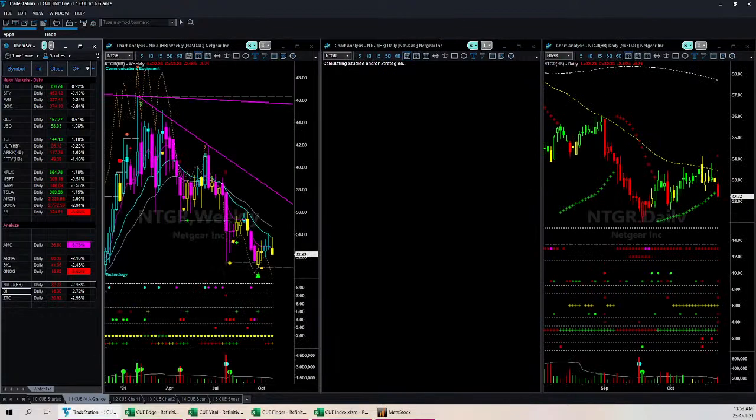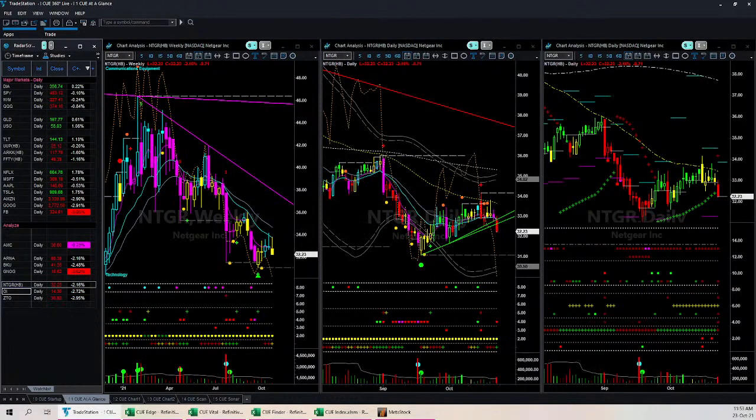Next one NTGR. This has a nice breakdown also, from multiple trend line support breakdown with bearish color, bearish shape. Weekly is also bearish shape. Bongo turned red as we searched for Mobo breakout from a squeeze with a Kahuna. On top of that, a bearish pocket pivot, PSAR reversal.